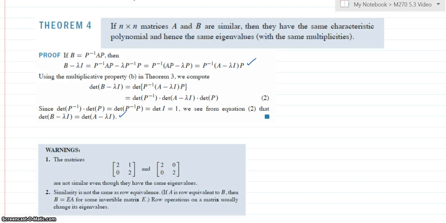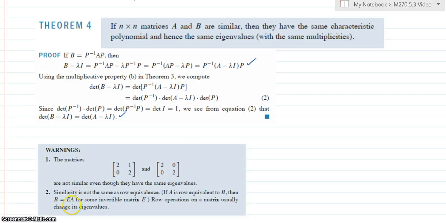There are two warnings. These two matrices are not similar, it turns out, even though they have the same eigenvalues. I know they have the same eigenvalues. They're both 2 because this is a triangular matrix, and the same here. So they both have eigenvalues of 2 with multiplicity 2, but it turns out that they're not similar. We'll come back to this one when we can actually find that P inverse that would make them similar.